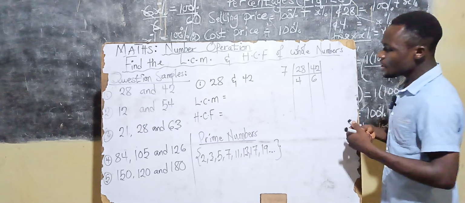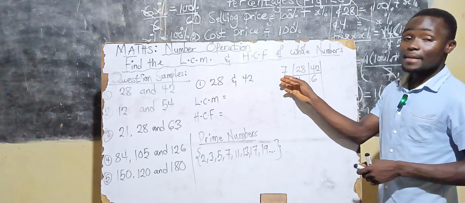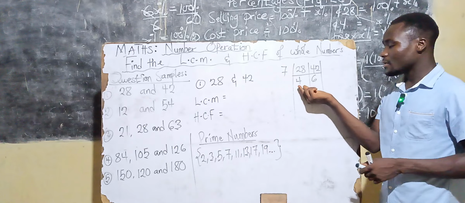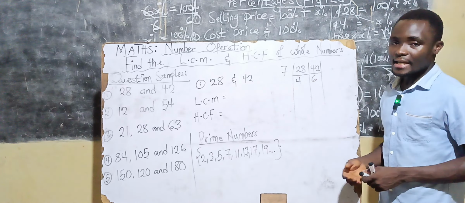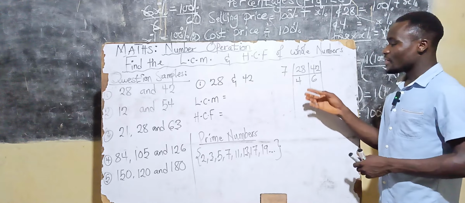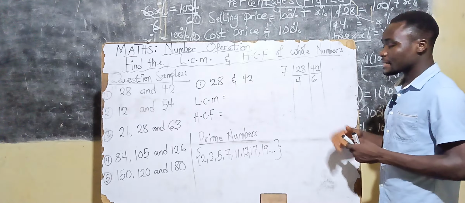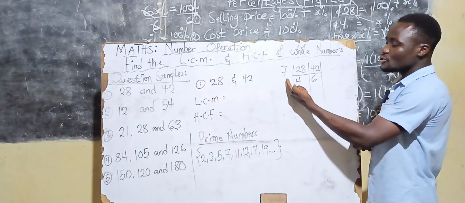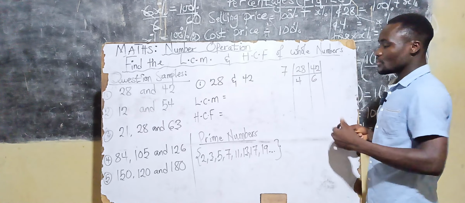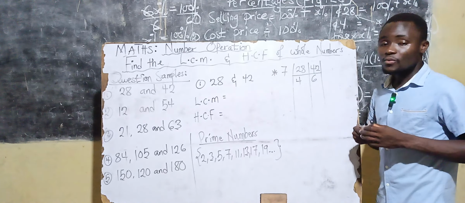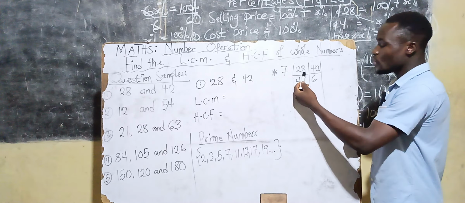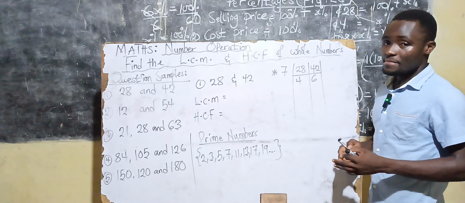So here we realize that 7, being a prime number, has been able to divide this and this. Look at what we are getting. It has been able to divide it quickly. So here we now have 4 and then 6. But over here, we're able to use the 7 to divide the 28 and 42, so what we are going to do is stir the 7. Why? Because 7 was able to divide 28 and 42 at the same time.